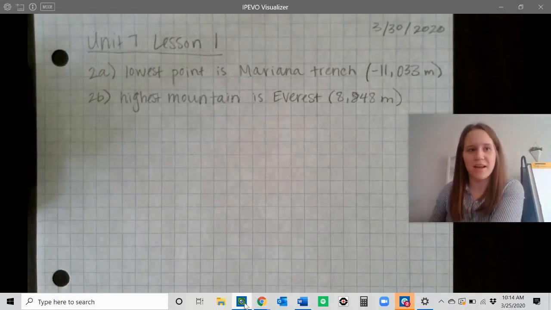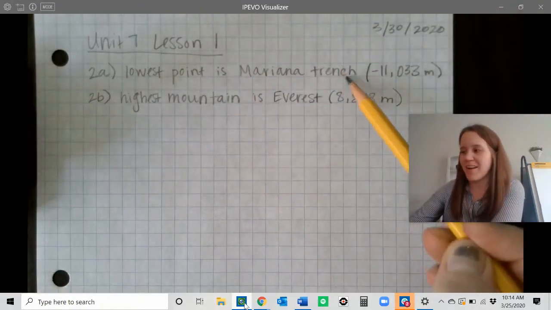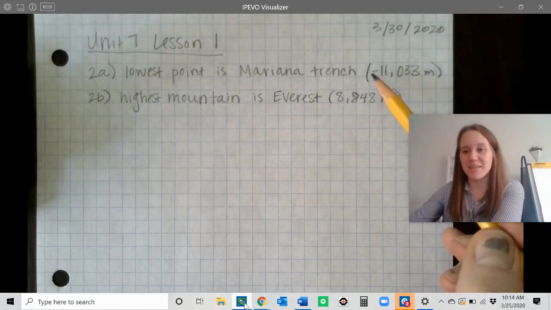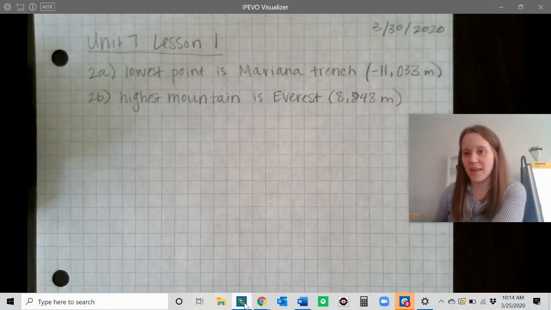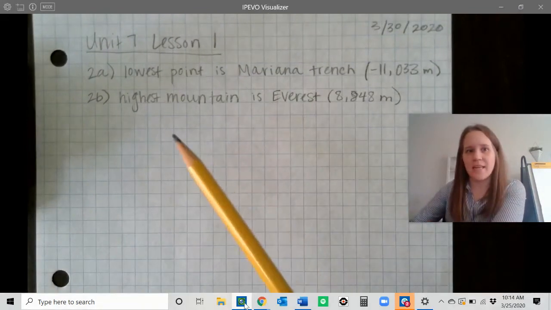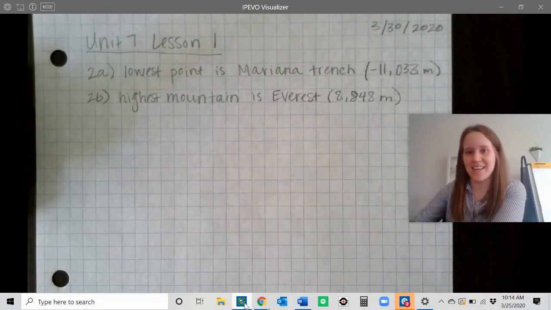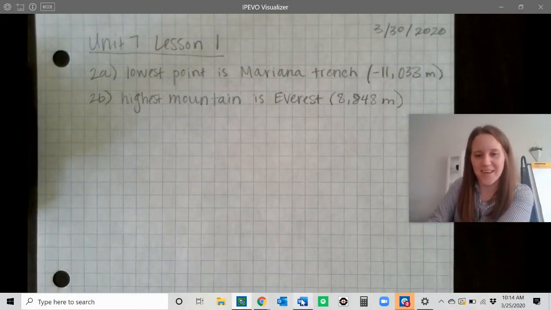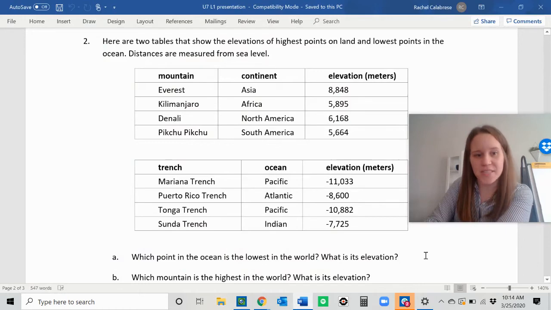All right, here's what I've got. I think the lowest point is the Mariana Trench. I gave that hint ahead of time, actually. Negative 11,000 meters. That's the farthest away, the most distance from sea level. And the highest mountain is Everest, 8,848 meters above the sea level. All right, so let's do some more of these together this time.